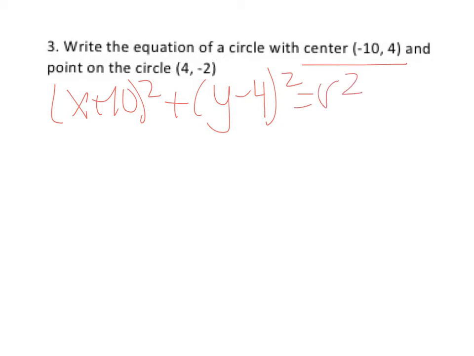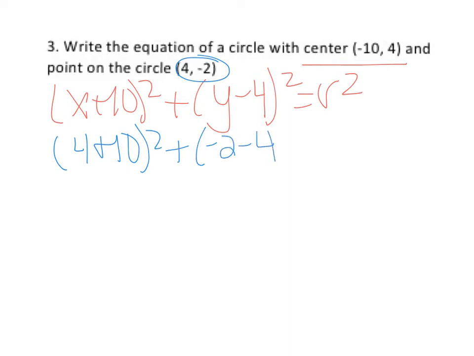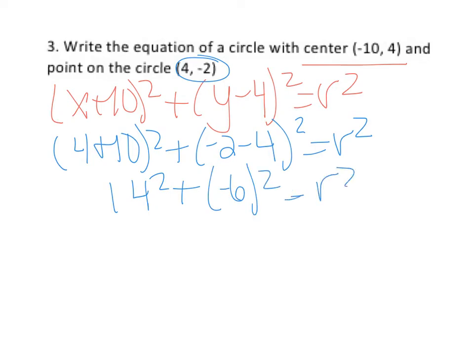Now, we don't know what our r squared value is, but we do know this extra point on the circle. You can take that point and plug it in for your x and y values, and then solve for your radius. So let's do that. 4 plus 10 squared plus negative 2 minus 4 squared equals r squared. When I do that, I get 14 squared plus a negative 6 squared equals r squared. And when I add those things together, I get 232 is equal to the r squared value.